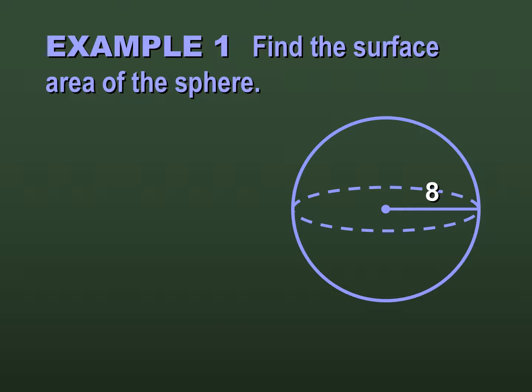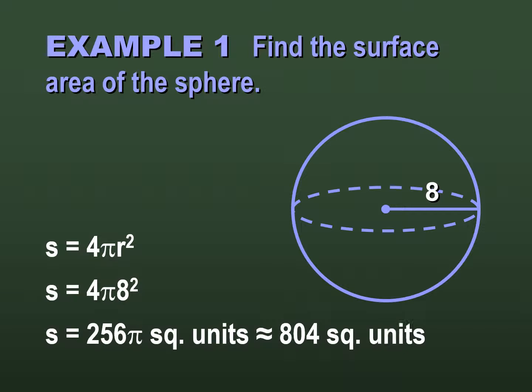So let's find the surface area of this sphere. This sphere has a radius of 8, so we'll plug it into our formula. Our formula says S equals 4 pi r squared, where r stands for radius. So we're going to substitute 8 for r, and now we have 4 pi 8 squared. 8 squared is 64, and then 64 times 4 is 256. So we get the answer 256 pi, which if you multiply 256 times pi, you get approximately 804. However, you can leave your answer as 256 pi.